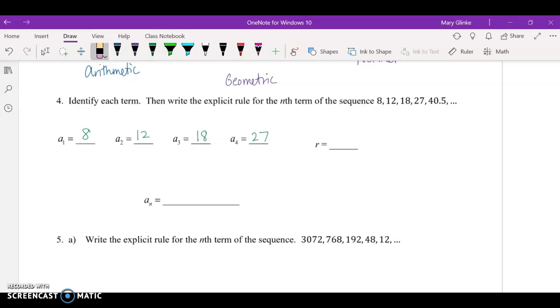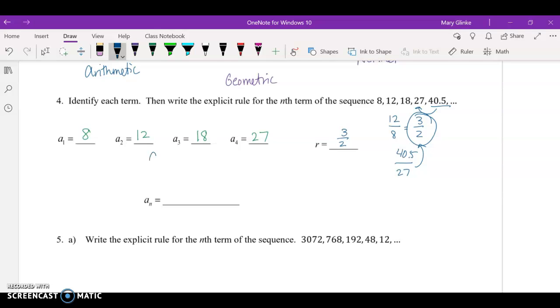Now looking at this, there is going to be a common ratio here. There is going to be a pattern. This is one where we can go ahead and test it by doing 12 divided by 8. And when we reduce that, we get 3/2 or 1.5. And let's test another one. Let's do 40.5 divided by 27. And when we reduce those, we do get 3/2 or 1.5. So that 3/2 then is our common ratio.